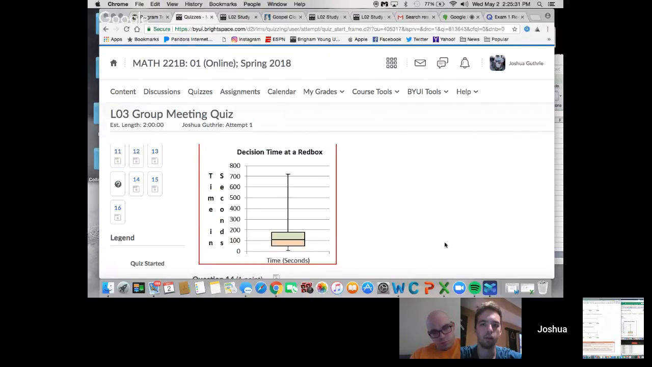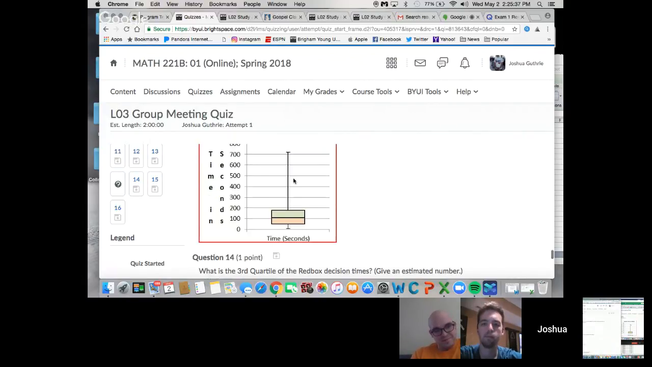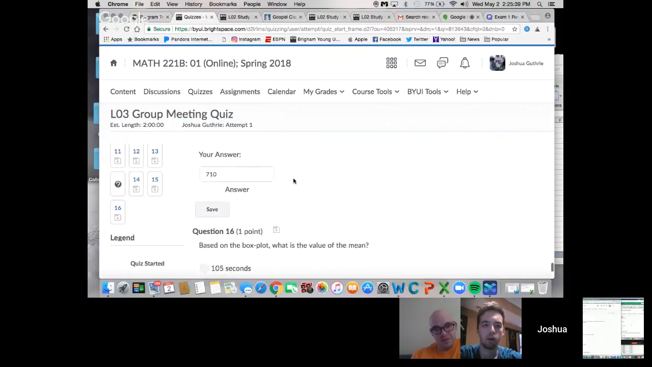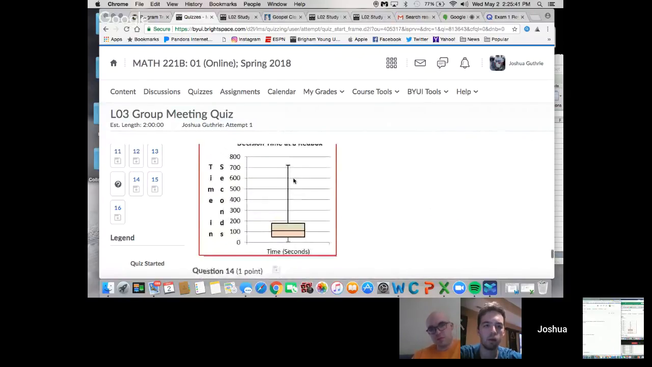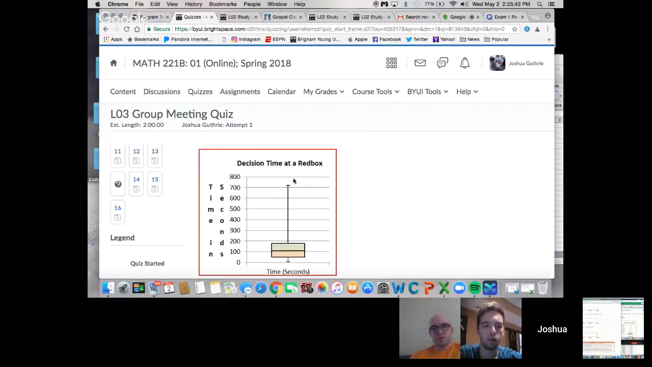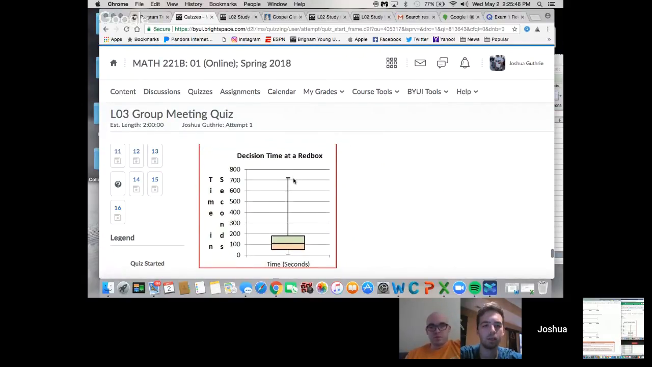Okay, and then it was asking us what the median? Oh, the value of the mean. Yeah. What is the value of the mean? I don't know. What we can do is we get points and then just calculate a mean from that because it's multiple choice. Okay.